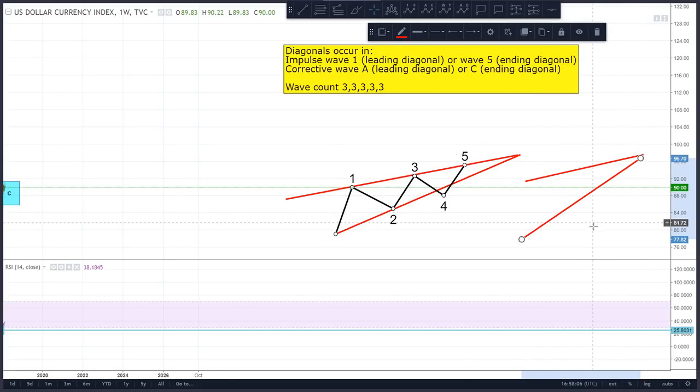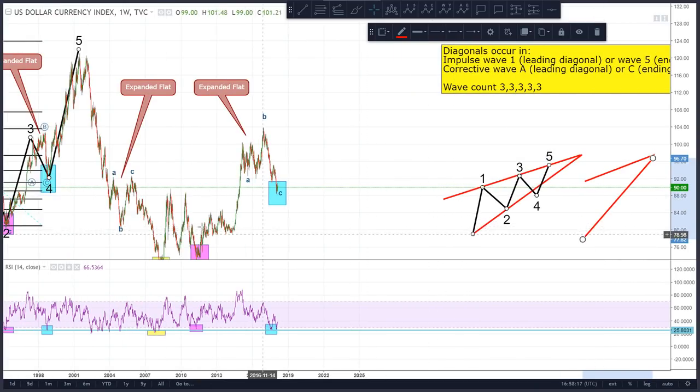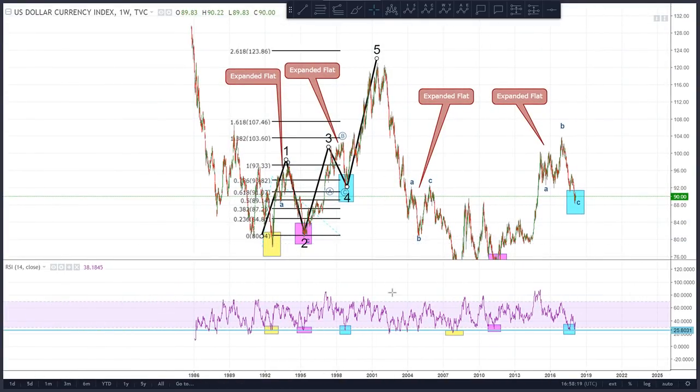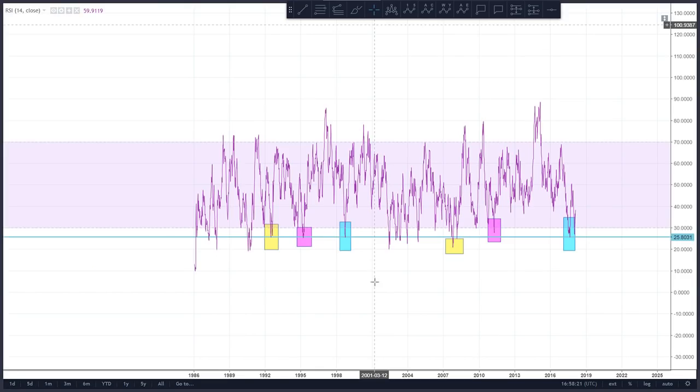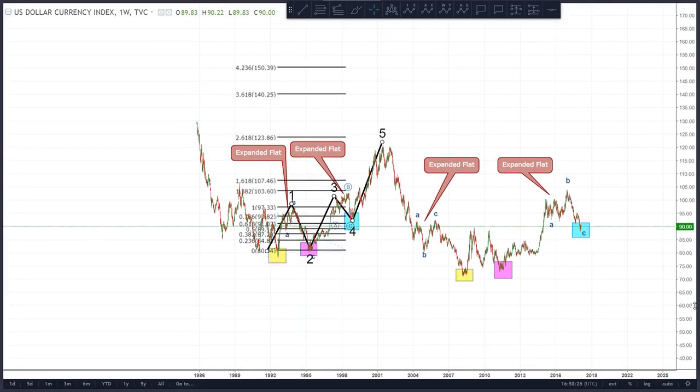It's something that a lot of people overlook. I see a lot of traders overlooking this very important differentiation between diagonals and triangles. It tells you what wave you're in. Alright, so that being said, let's go back to our chart. I'm going to take the RSI off now just because I've explained that one already.